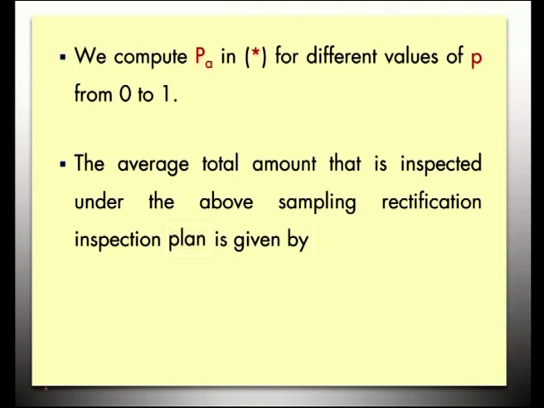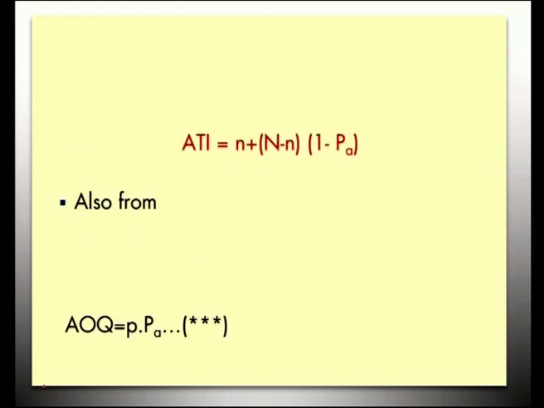Now, the average total amount that is to be inspected under the above sampling rectification plan is given by ATI. ATI formula is n plus (capital N minus n) into (1 minus PA), and also from the previous equation we have AOQ is equal to P into PA. ATI is represented as double star and AOQ is represented as triple star. Okay.